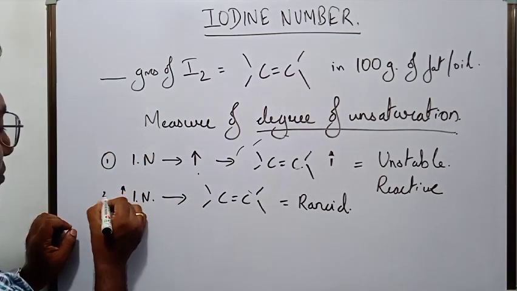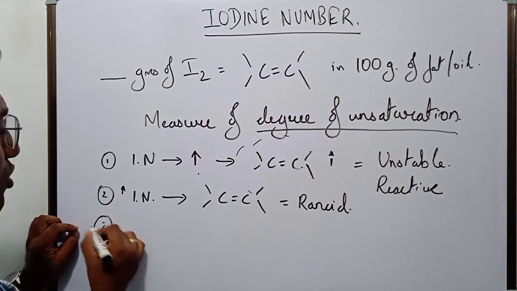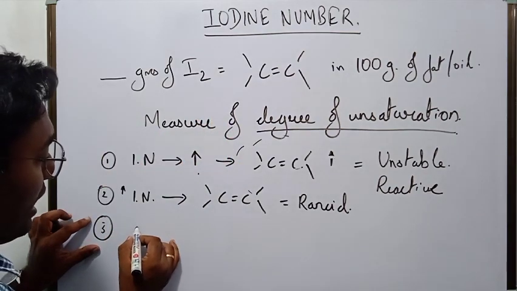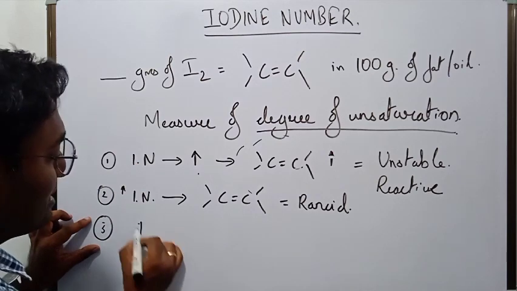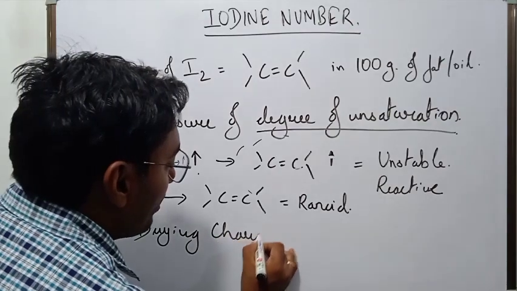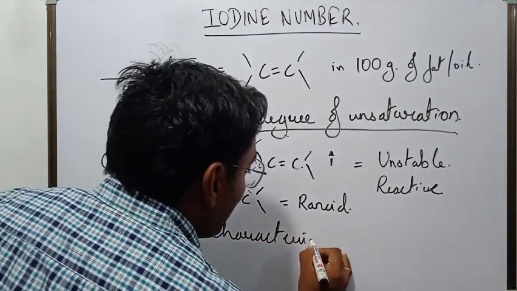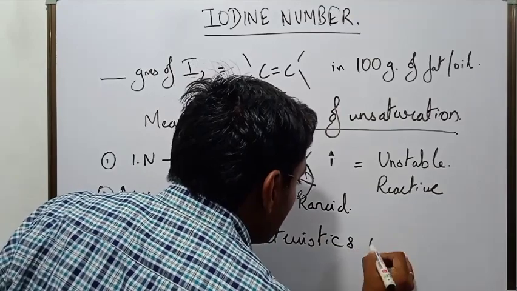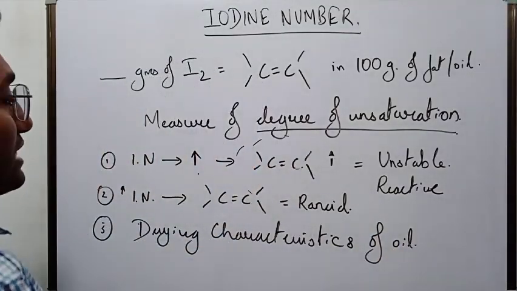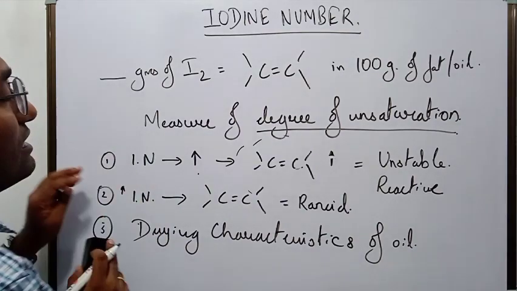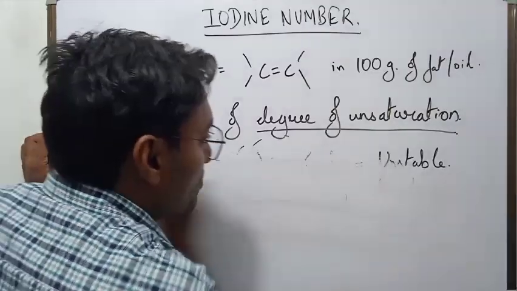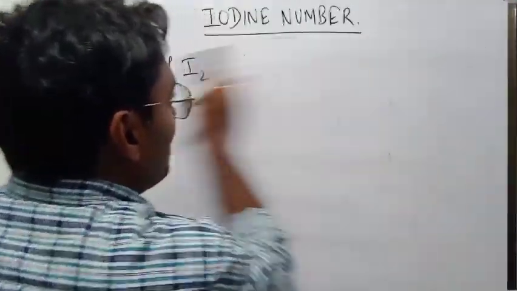The third significance of iodine number is that it would give you an idea on drying characteristics of oil. What are the drying characteristics of oil? There are 3 types of oils. One is drying oil, the second is semi-drying oil, and the third is non-drying oil. I shall rub this and continue. Lack of space in the board.